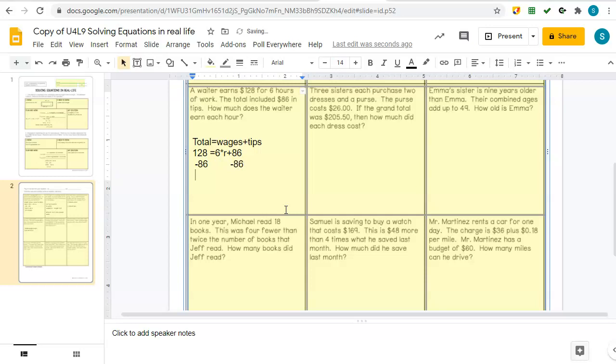And then we get that 42 has to equal 6 times R. Well, we know what number times 6 is 42, but we're just going to divide both sides by 6. And we get that the waiter earns $7 per hour.